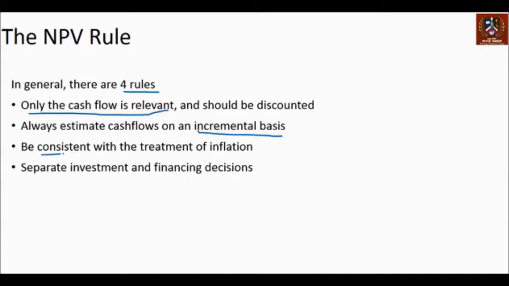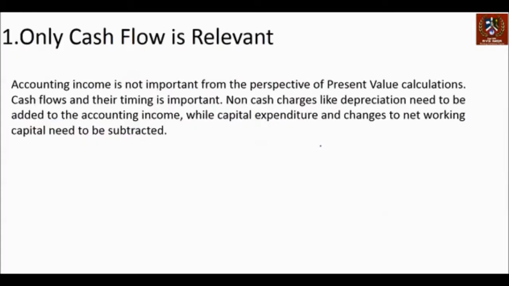We have to be consistent with the treatment of inflation in our projections and in the numbers we're looking at. And we have to separate the investment and financing decisions of the firm to find out what is giving us the benefit in this entire rule. So that's the NPV rule. Let's look at these 4 sub rules and understand examples of these to gauge how we interpret those. First one, only cash flow is relevant.